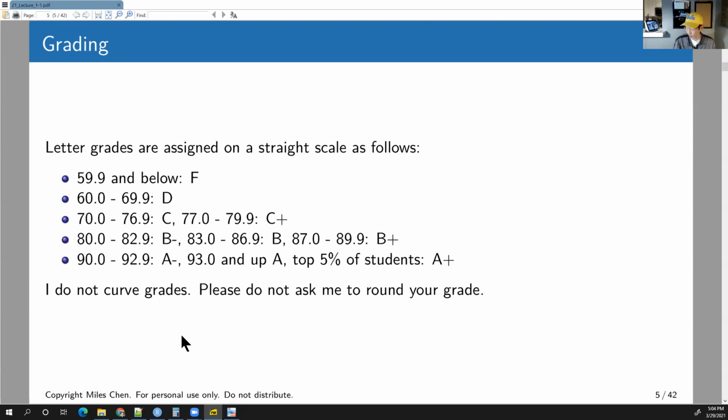I do a straight scale as far as grading goes. I don't curve. Please don't ask me to round up your grade. If I need to make an adjustment to the exam, like if I write an unfair exam, I might add points across the board, but I don't consider that curving. I just try to make sure that I write a fair exam. I put that burden on myself, but you don't have to worry about trying to compare yourself to others.